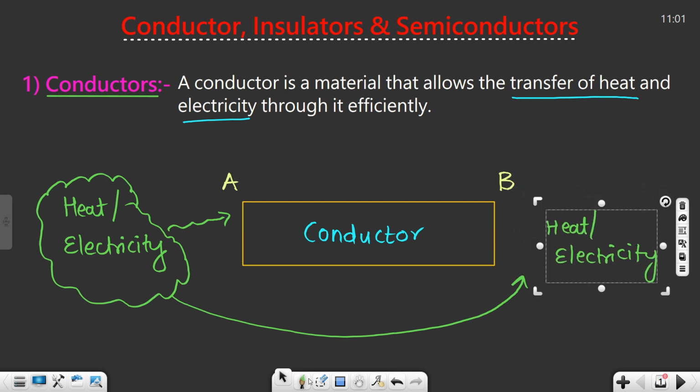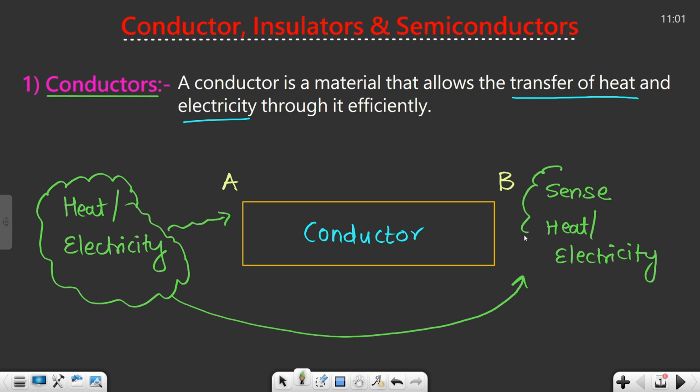So I'll just write it this way: I'll be able to sense this heat and electricity at point B. This is the basic idea of a conductor. The heat or electricity which is provided at point A got transferred through the conductor to point B, and if I touch point B, I'll be able to sense this particular heat or electricity.